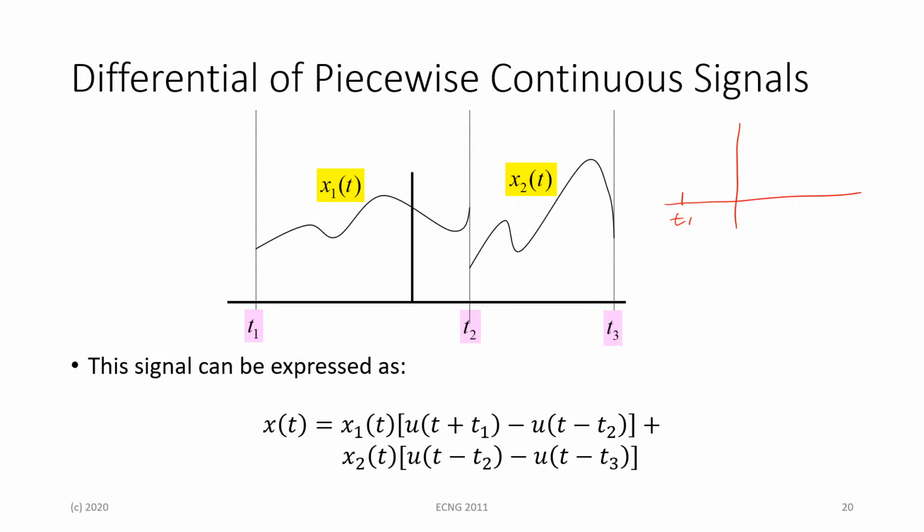And then if we draw our unit step for this, that means that before t1, the signal is going to be 0. But then at t1 and after t1, we basically step up here and we have this here.